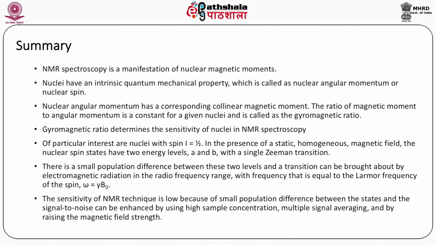Of particular interest are nuclei with spin I equal to half. In the presence of a static homogeneous magnetic field, the nuclear spin states have two energy levels, alpha and beta, with a single Zeeman transition. There is a small population difference between these two levels, and a transition can be brought about by electromagnetic radiation in the radio frequency range with a frequency equal to the Larmor frequency of the spin, omega equal to gamma B0. The sensitivity of the NMR technique is low because of the small population difference between the states, and the signal to noise can be enhanced by using high sample concentration, multiple signal averaging, and by raising the magnetic field strength. Thank you.